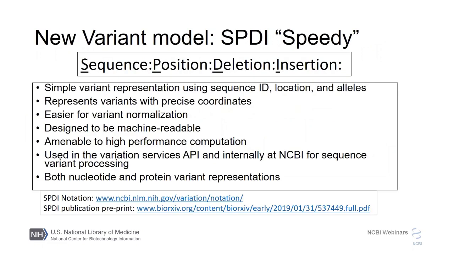Okay, so I'll talk a little bit about the variant model for the next few minutes. It's a simple representation that uses a sequence ID, that's what the sequence part is, the position, and the alleles. A deletion, you take something out; an insertion, you put something back in. These are going to represent variants with precise coordinates. They're much easier for variant normalization, and we'll talk a little bit about what I mean by that in a few minutes. They're designed to be machine-readable, although people can figure out what they mean as well. Let's explain why they're a little more machine-readable than people-readable in just a minute. They're amenable to high-performance computation, which is why we use them internally at NCBI for sequence variant processing. And you can represent both nucleotide sequences and protein sequence variants.